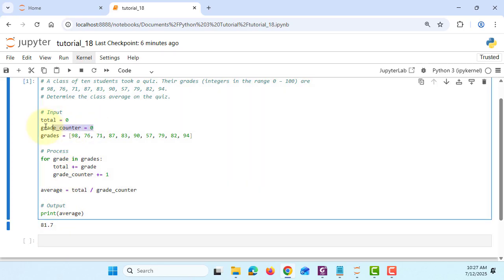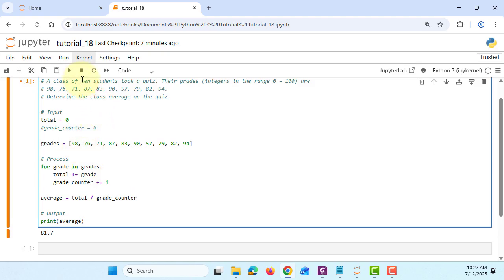I also hesitated about the grade counter. If you don't want to use it, that's okay. If you want to say number of students, okay, because we know exactly there are 10 students, so we can say number of students. We know it will be 10. We assume that's a fixed number of students. So this is not quite necessary.